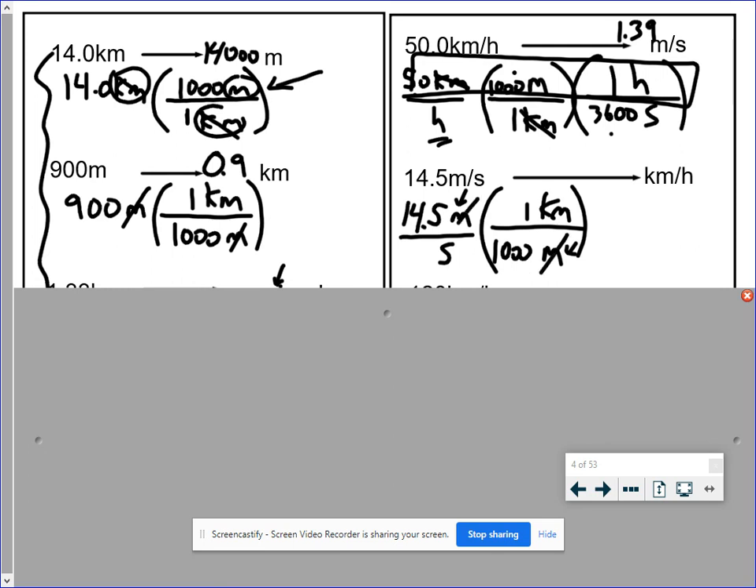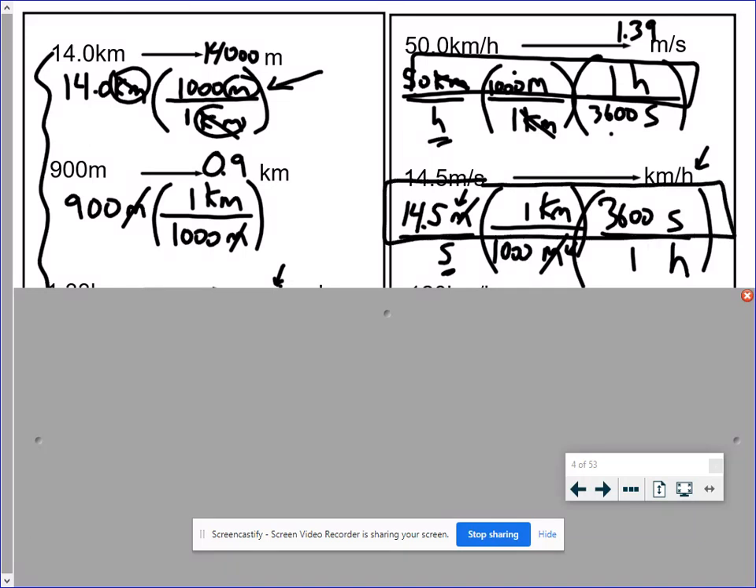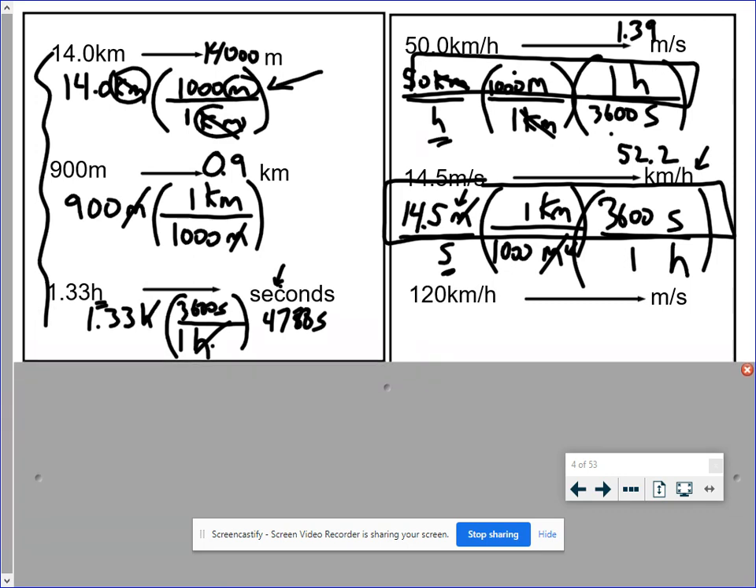Meters will cancel. Okay, we've got to get rid of seconds. See the seconds there, right? Where do the seconds go, on the top or the bottom of a fraction? Top. What do we want on the bottom of the fraction? Hours. 3,600 seconds in 1 hour. So we're going to multiply everything on the top and press calculate. 14.5 times 3,600, and that's going to give us a big number, and then we're going to divide that by 1,000. And I get 52.2 kilometers per hour.